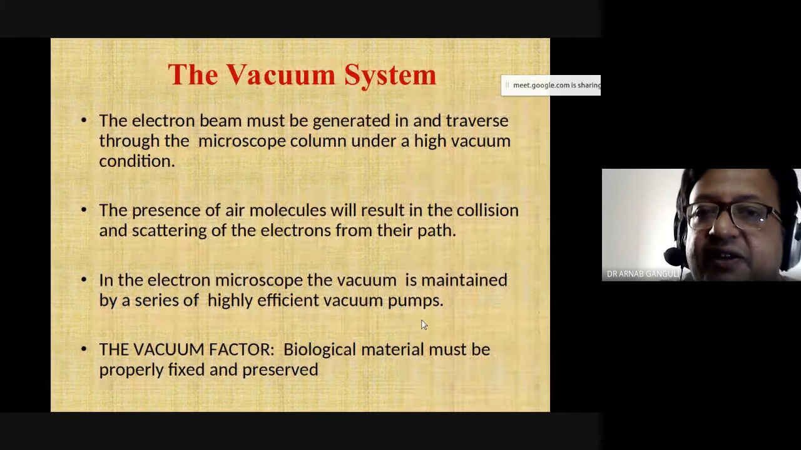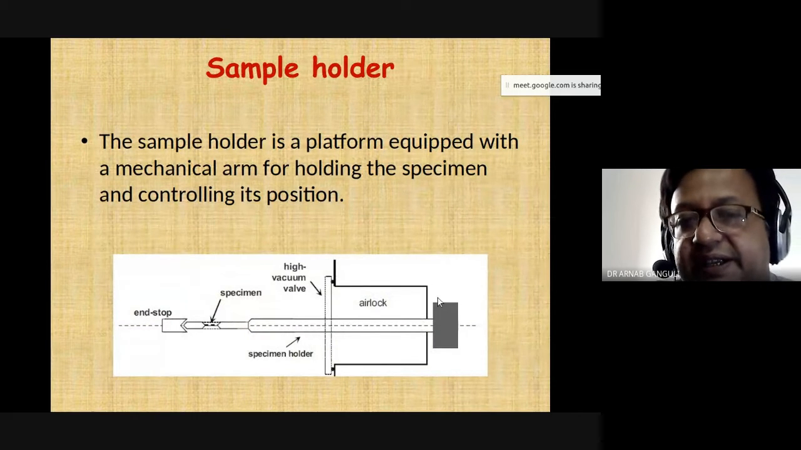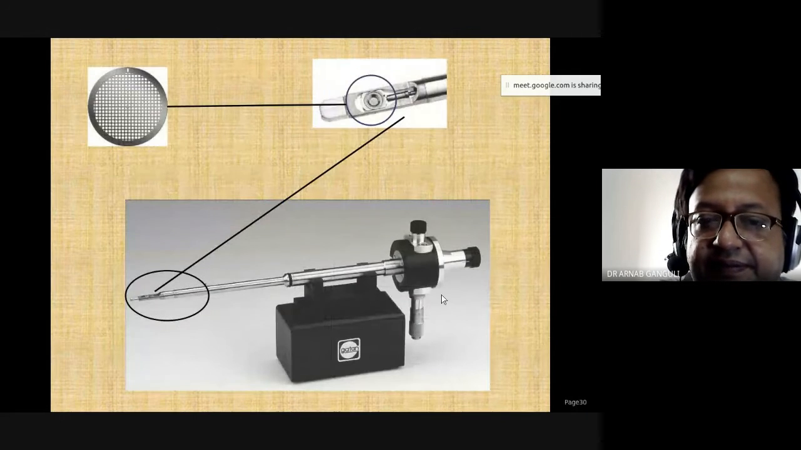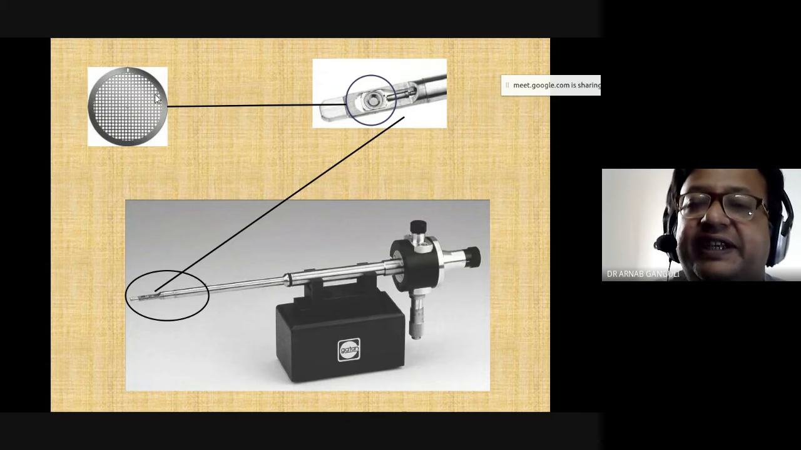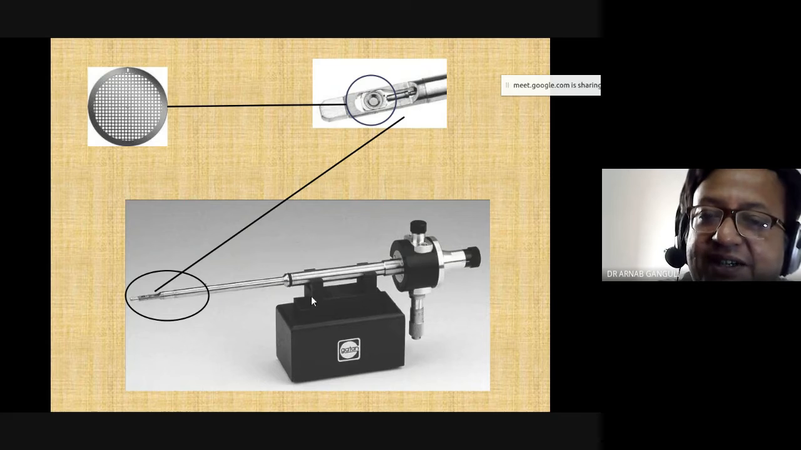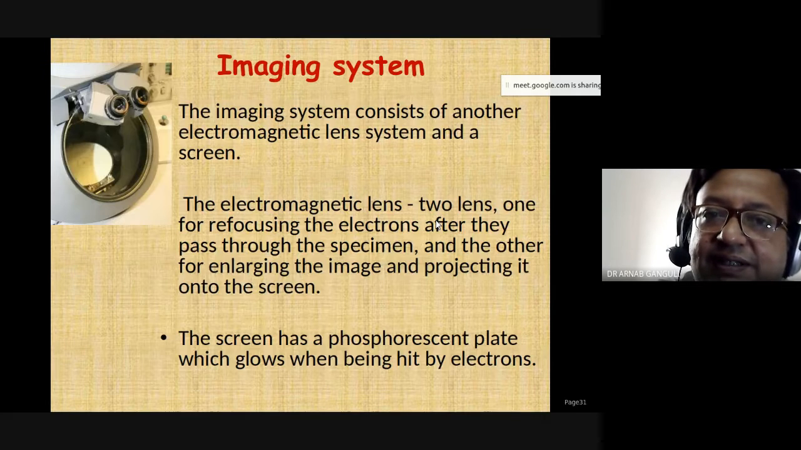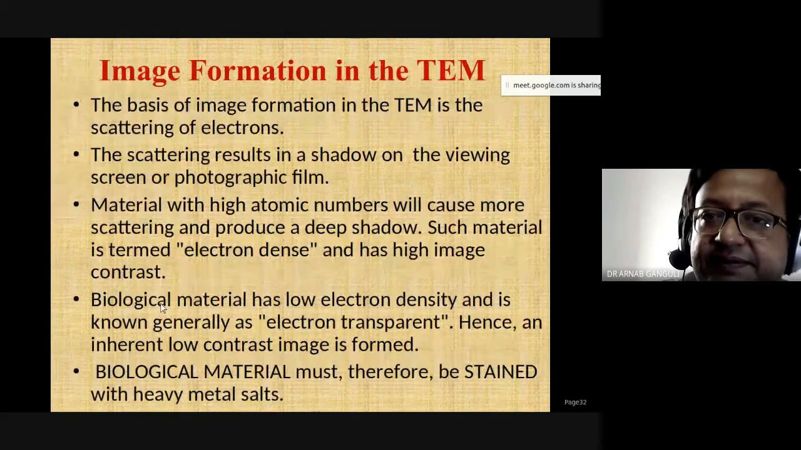Then you need to create a vacuum, as we have seen. Then you have a sample holder. Yeah, this is a picture of a sample holder. On top of the grids, you have these grids. On top of these grids you place your sample and place the electrons. So imaging system is nothing but you have a screen and you have the electron beams.